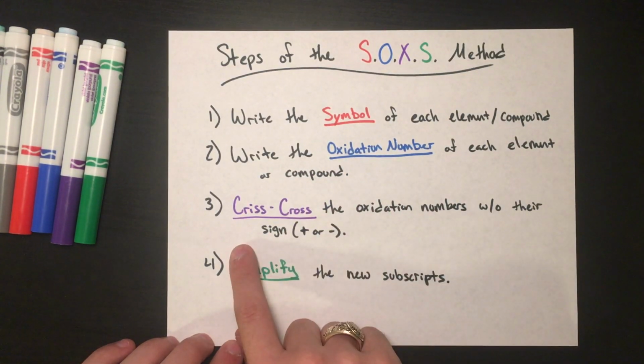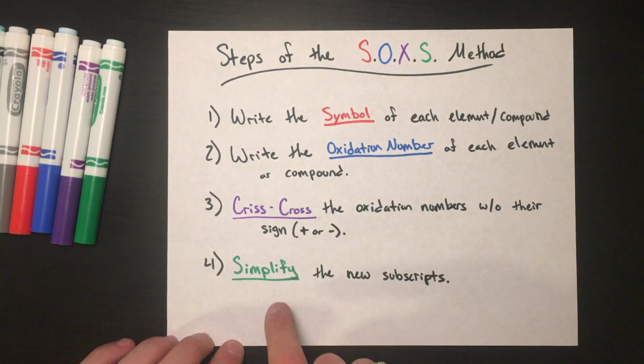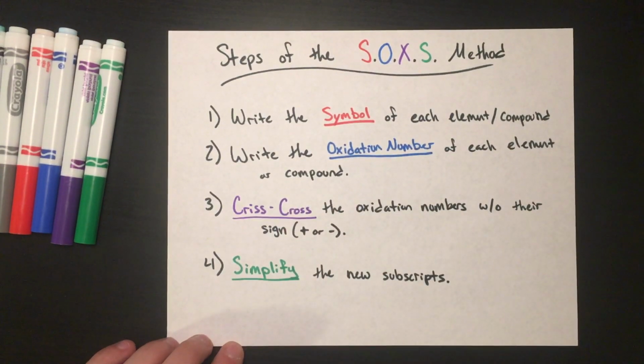Then you crisscross and just bring the number down without the sign, plus or minus, and then you simplify your new subscripts. This will all make sense in a second. But to help you remember it, it's S.O.X.S: symbol, oxidation number, crisscross, simplify.